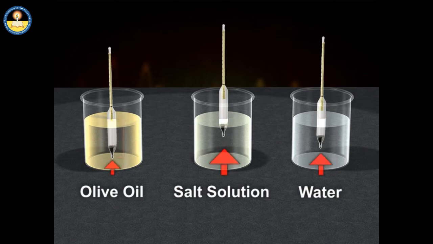As in the case of olive oil, it sinks the most. That is, the buoyant force in olive oil is less, therefore the density of olive oil is also less. It sinks the least in salt solution. That is, the buoyant force in salt solution is more. Thereby, the density of salt solution is also more.